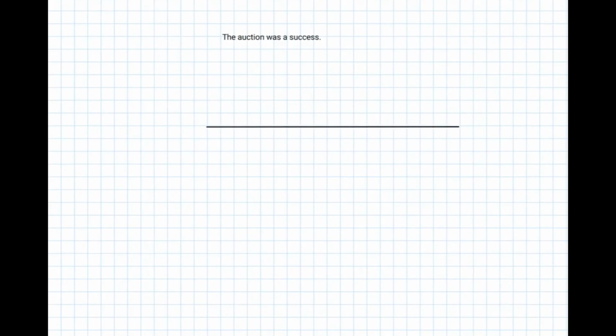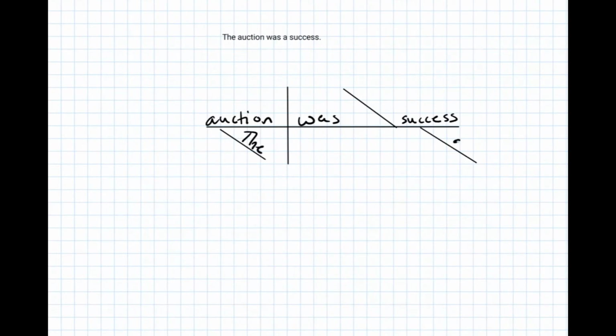Number 3, the auction was a success. So we have our subject auction, our linking verb was, and a subject complement that is nominal. It's a noun, success. One thing you'll notice in a lot of these is that it has a determiner, a, an, or the, sometimes called an article, before the nominal complement. That won't be the case if it's a complement that's functioning adjectivally, as in a type 3 sentence. So that's a clue when you're looking at a type 4.